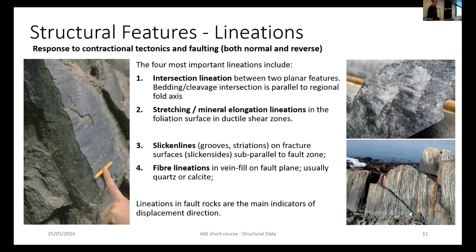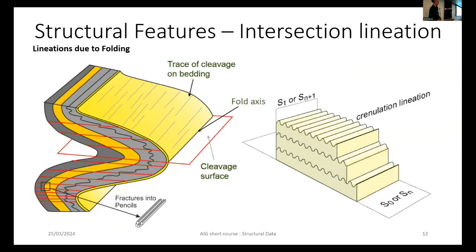So incredibly important. And then fiber lineations are of less interest, but they give you a direction of opening on veins, for example. And sometimes they can develop as crystal lineations on fault planes as well, in which case they are important. These are examples of intersection lineations.